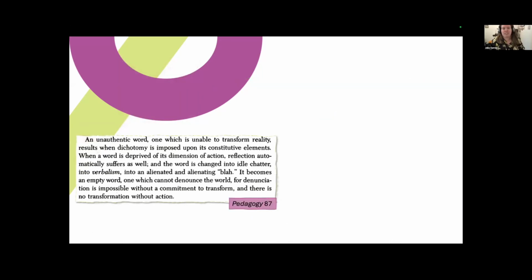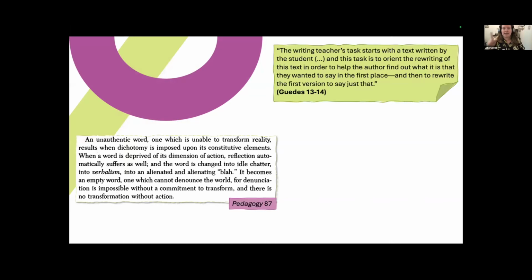So what Guedes does is he thinks that the writing teacher's task starts by getting something that the student wrote and helping that student see what it is that they wanted to say in the first place. And now that we've had this conversation, this process, they can write a new version and get to what it is that they wanted to say in the first place. So we're thinking authenticity. I write because I want to communicate.